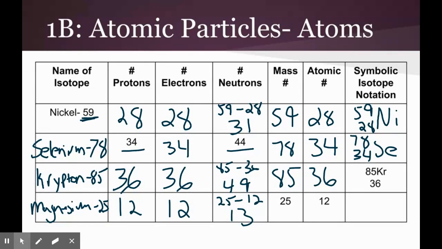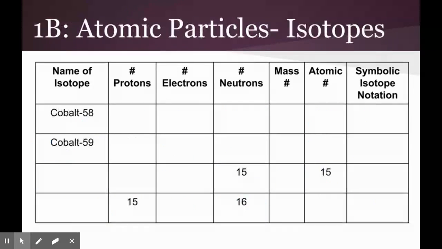And then we just have to finish up with our symbolic isotope notation. So the symbol for magnesium is Mg, our atomic number is 12, our mass number is 25. So it's important to remember when you're filling out these charts, you want to pull the number of neutrons or the mass number from the information that is given in the chart already. Unless, of course, it's not there, then you'll refer to the periodic table.